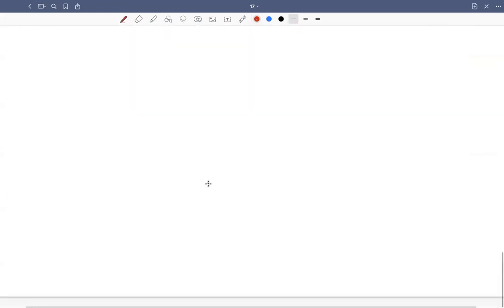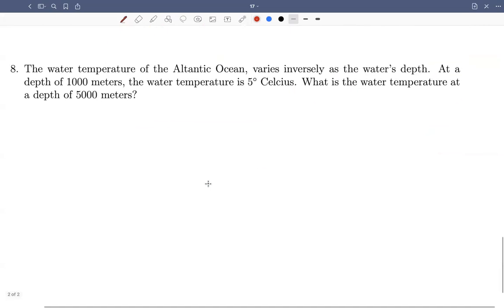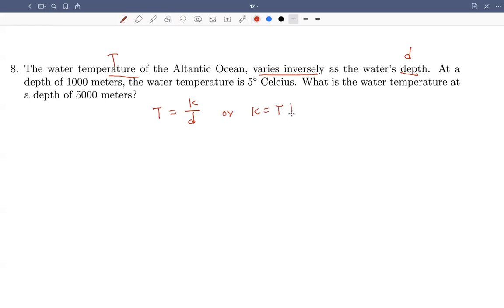Okay, number 8. Number 8 is the last one. Number 8 is saying the water temperature of the Atlantic Ocean, so temperature, varies inversely as the water depth. So let's make this depth variable D. Let's make this temperature capital T. So that means T varies inversely, K divided by D, right? Or K equals T times D.